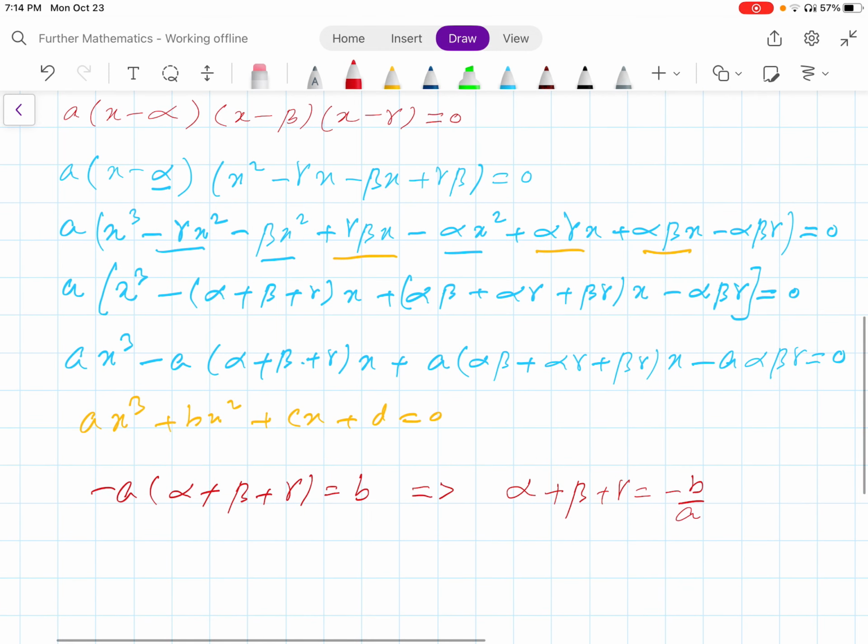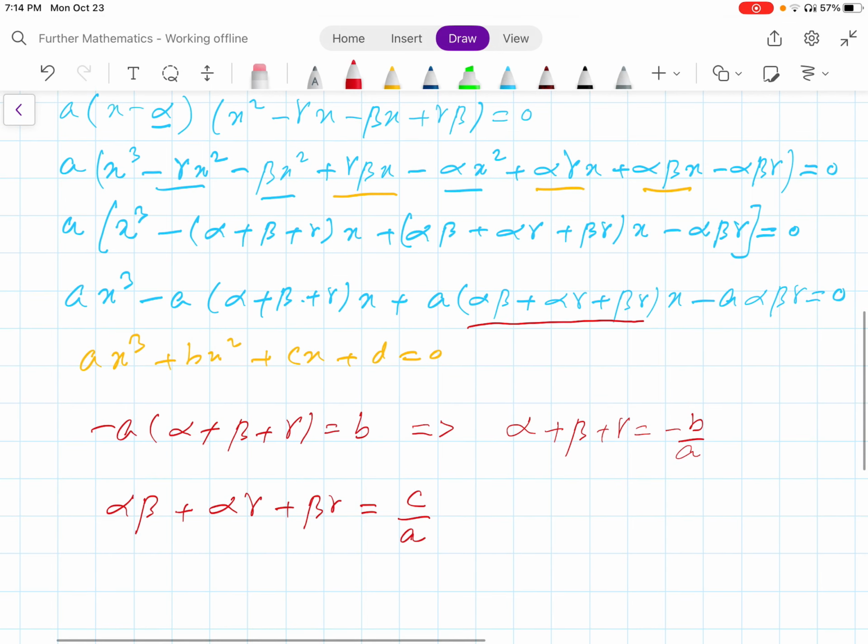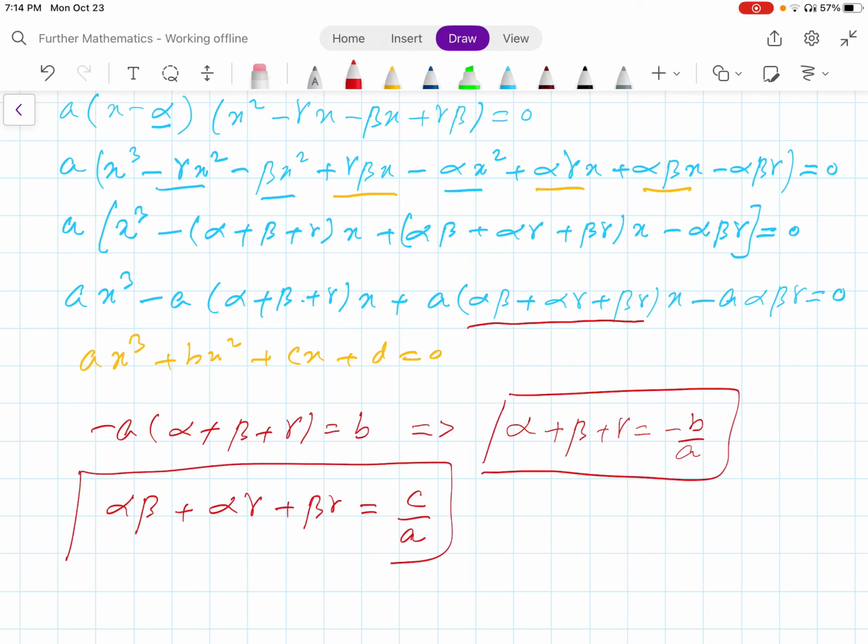Now the coefficient of x in this equation, which is a times alpha beta, so it is the sum of the product of pairs. So alpha beta plus alpha gamma plus beta gamma. So a is on the left side, I'll take it to the other side. So this is equal to c over a. So this is the sum of the product of pairs. So this is another result. So this is the first result. That's the second result we have.